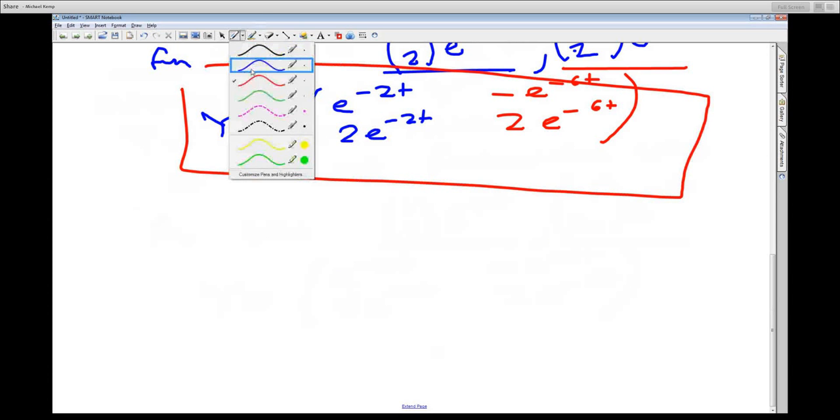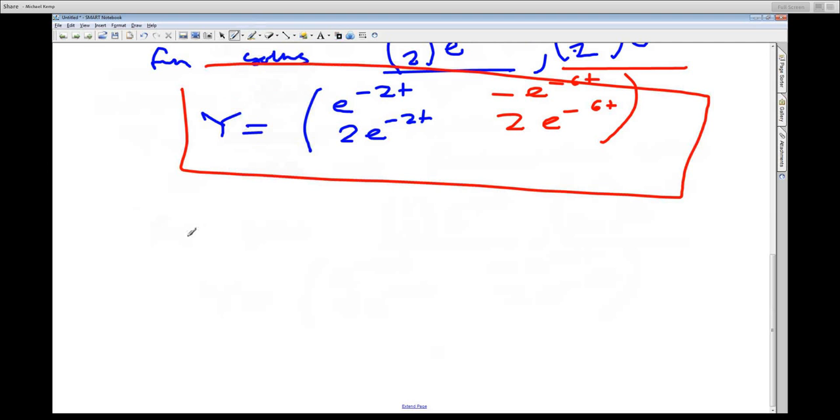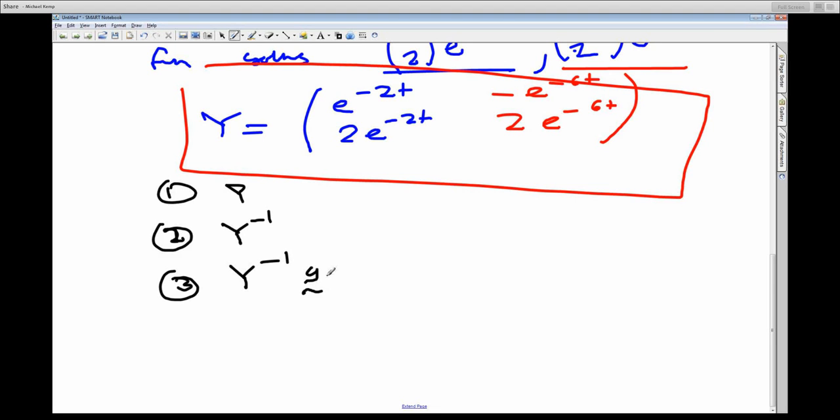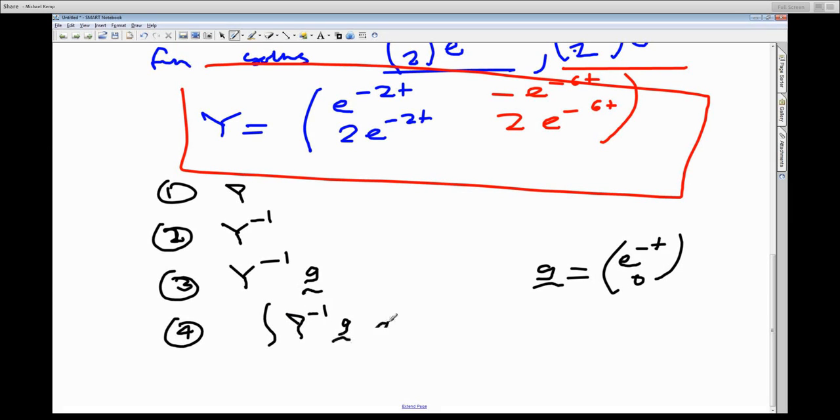So the details of the method is, we need to find the inverse of y. First step is to find y, which is a bit of effort. Step 2 is to find the inverse. Step 3 is to calculate the inverse times the inhomogeneous part. So g in this case, just to remind ourselves, is e to the minus t, 0. That's what the inhomogeneous part is in this case. Then we need to integrate that with respect to time.